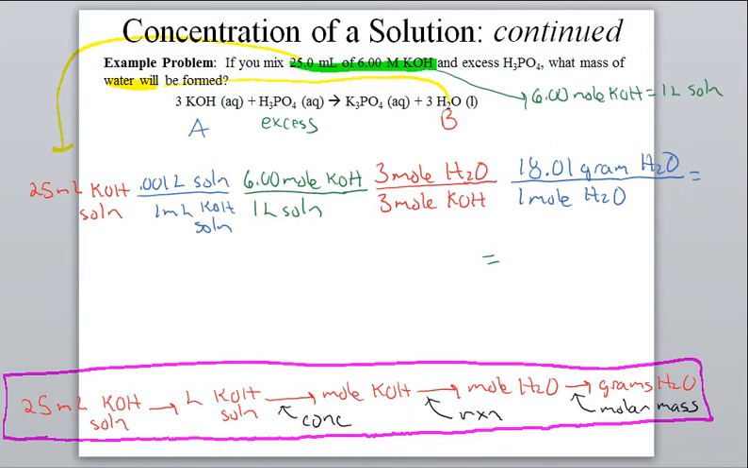So shown here are the 4 conversion factors to get the amount of water that would be formed if 25 milliliters of the 6 molarity KOH solution reacted with excess phosphoric acid. The answer is approximately 2.70 grams of water would be formed with that 25 milliliter solution.